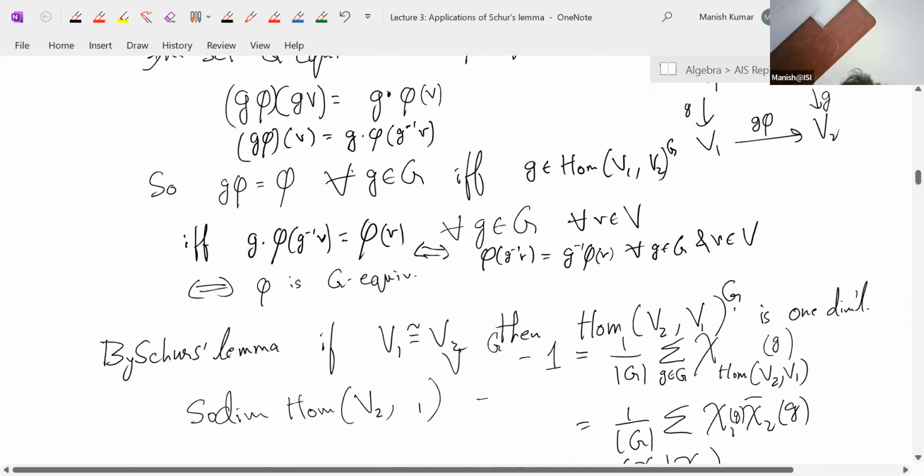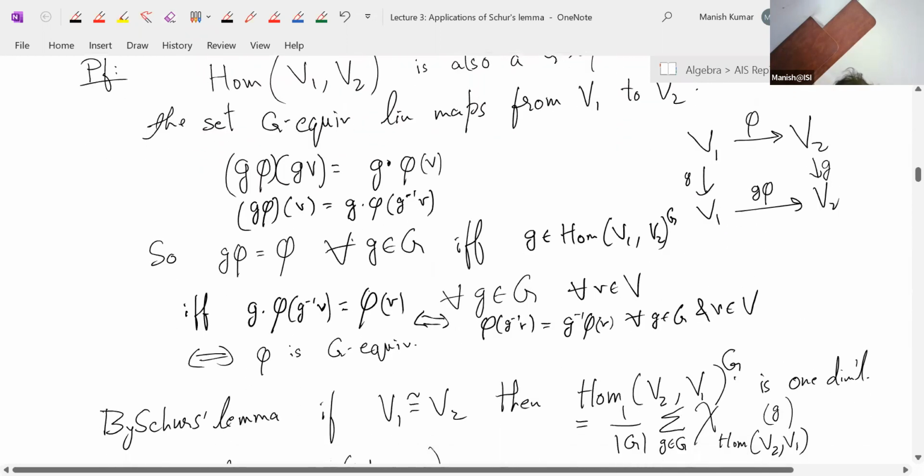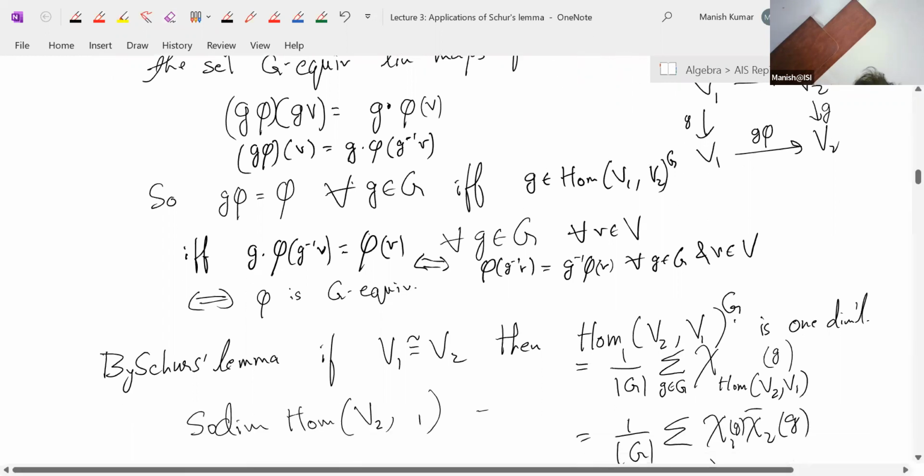I don't know why things have moved a little bit here, so I'll have to erase this and rewrite it. By Schur's Lemma, if V1 is isomorphic to V2, then this must be one-dimensional. Any G-linear map has to be an isomorphism, and there are not too many maps. It's a scalar multiple. So this Hom(V2, V1)^G is just one-dimensional. It's a scalar times the identity.